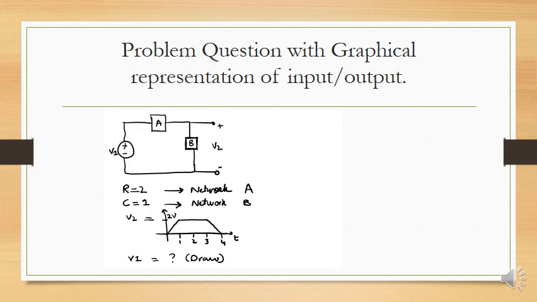Now, this is a question related to our topic, graphical representation and the input and output of our network. This is your exercise question. This is network A, which has a resistor. This is network B, which has a capacitor. This is the V2 waveform, with values at times 1, 2, 3 and 4, and an amplitude of 2 volts. You have to draw the value of V1.